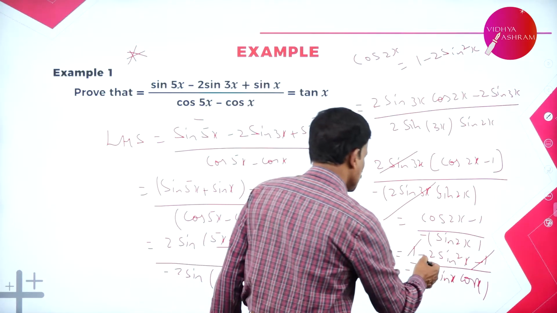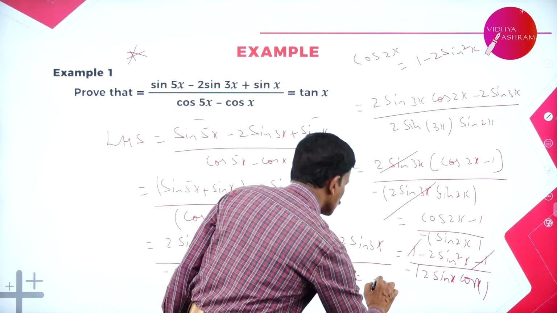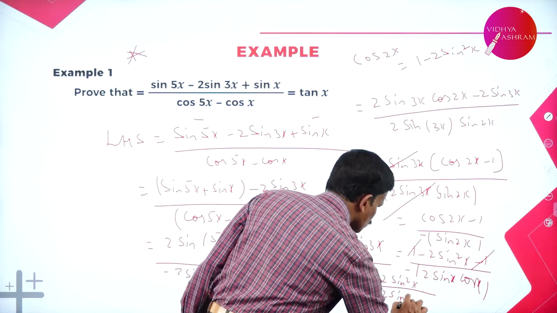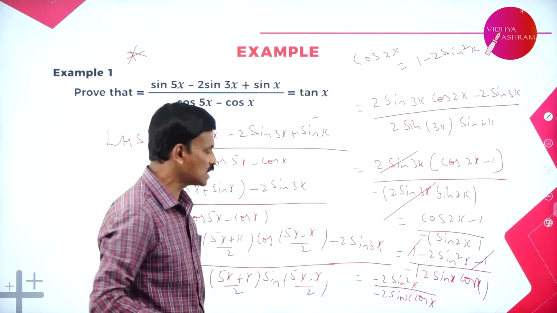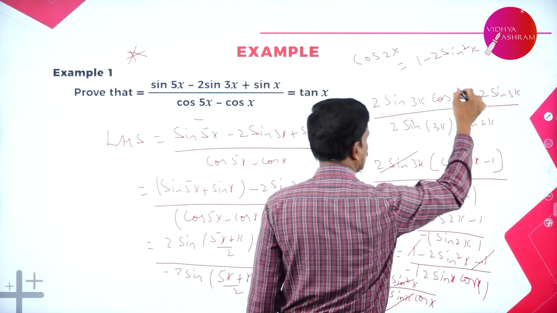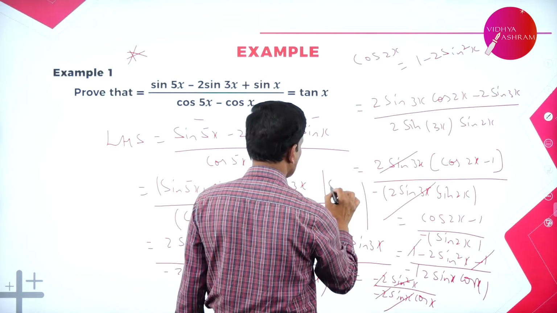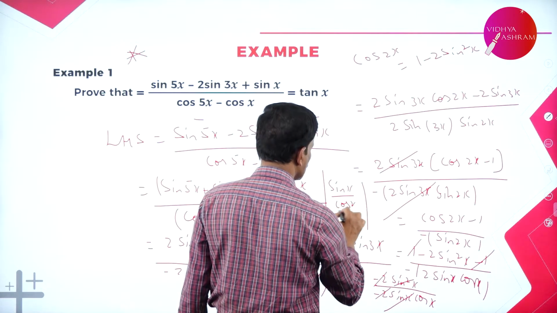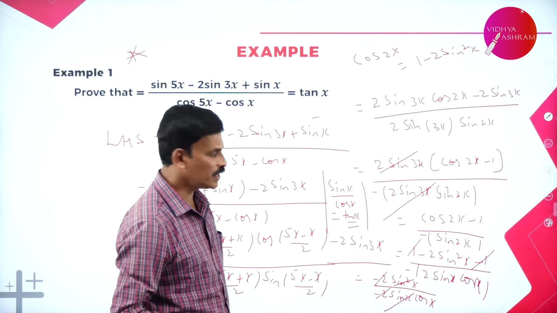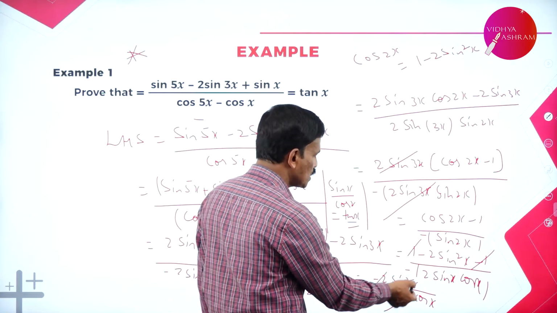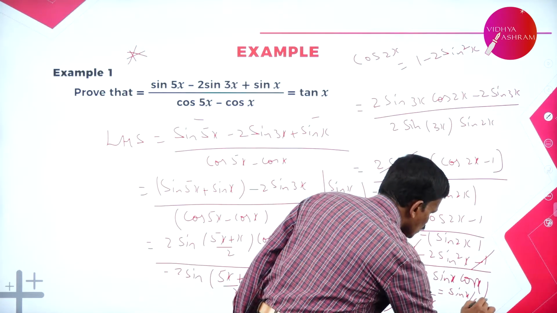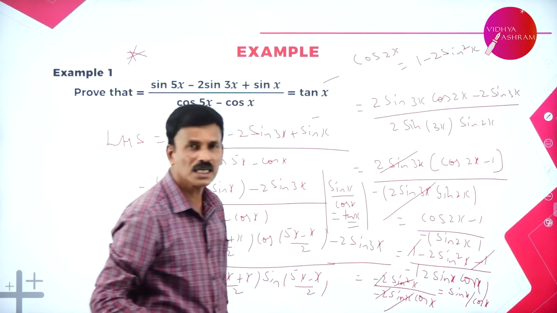Now then what happens? This is equal to minus 2 sin square x divided by minus 2 sin x into cos x. Now cancel the terms which get cancelled. Minus 2 gets cancelled, sin and sin get cancelled. What is left over is sin x divided by cos x, that is equal to tan x, which is the required answer.